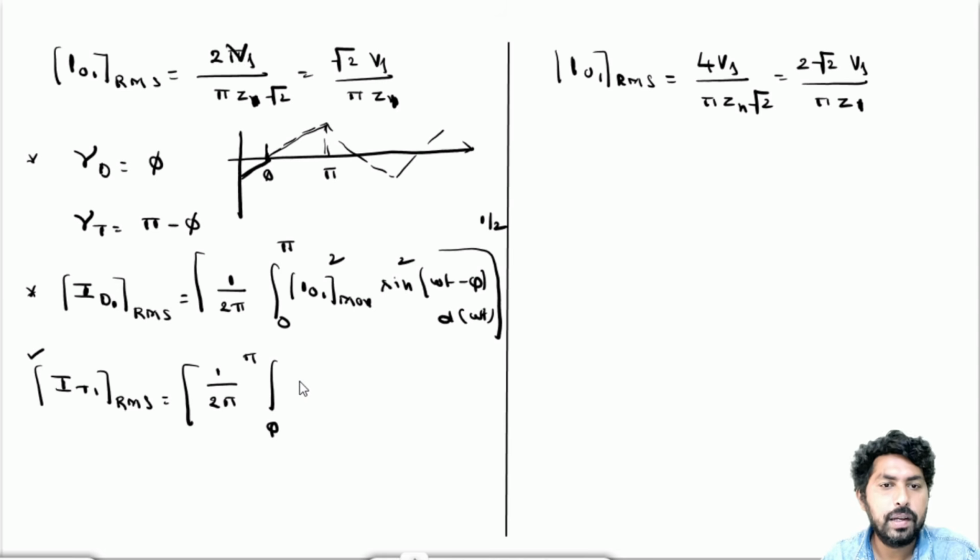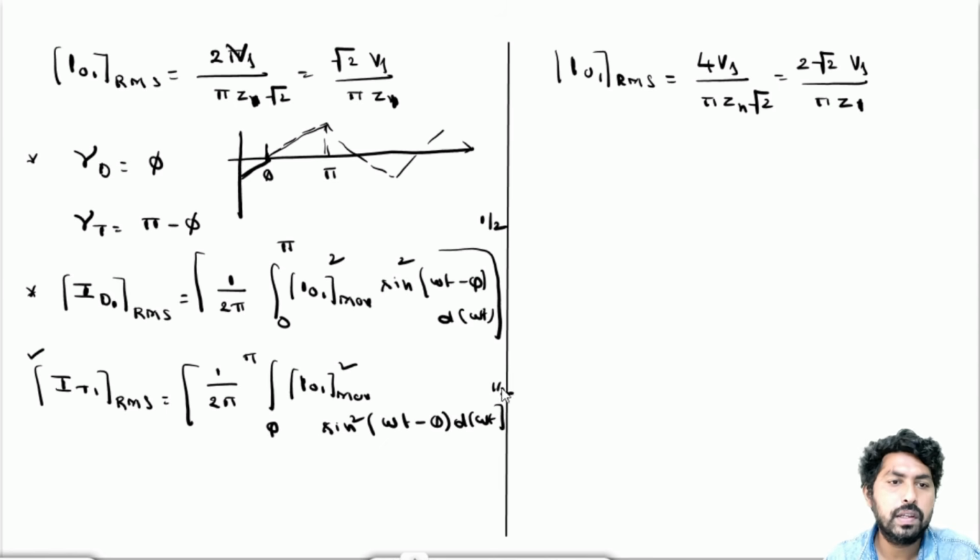So it will be again I0 max whole square into sine square omega t d omega t, whole power 1 by 2. Here also you'll get the same expression, because for finding here it will be the same expression, but with I0 max. Only the I0 max value is changing, but the procedure for finding both of these is the same.